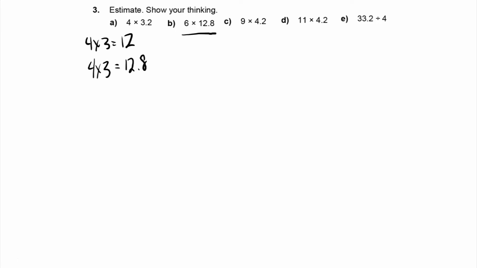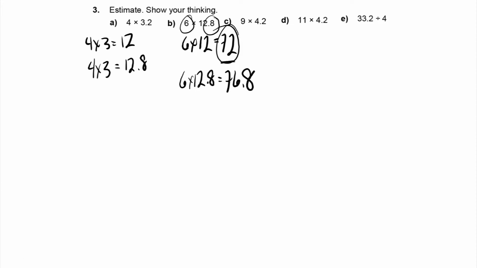Looking at the next one of 6 times 12.8, my thinking would be to look at 6 times 12, which I know is 72. And since I've got a 0.8 times 6, I know that that's going to add a little bit more to my 72. 6 times 8 tenths is 48 tenths, so that's going to add another 4.8 to this. So my exact number of 6 times 12.8 is going to be 72 plus 4.8, which is 76.8.